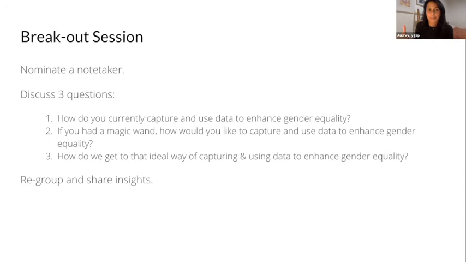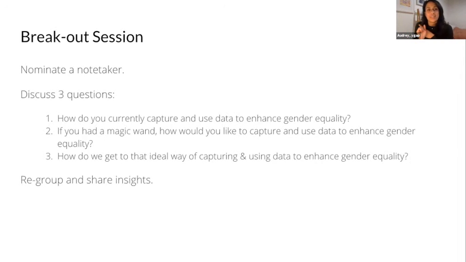So what do you currently capture? Do you just capture normal data and then disaggregate it by gender? Do you have specific gender metrics that you use, that you've tried, that have worked, that haven't worked? What are you currently doing, capturing and using in terms of gender metrics, gender indicators, or any kind of data to enhance gender equality?